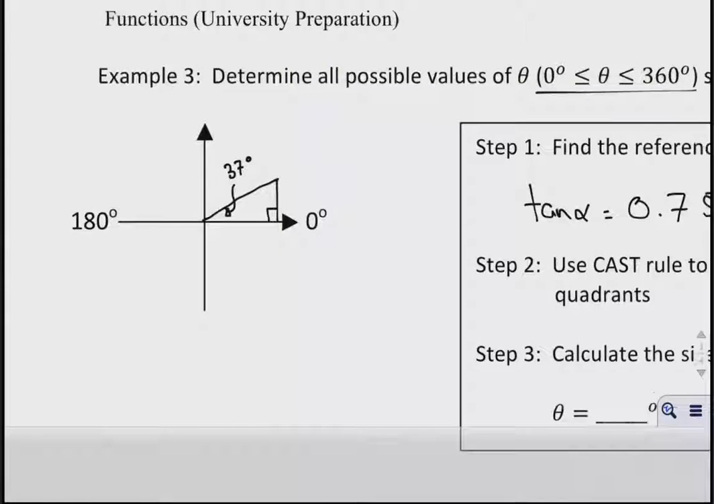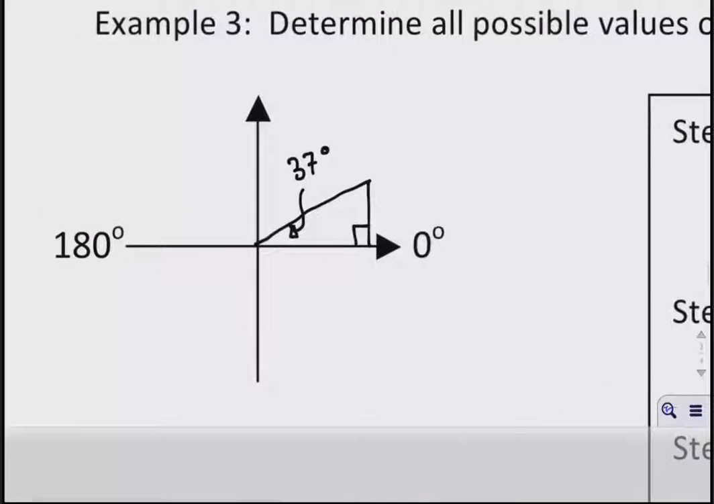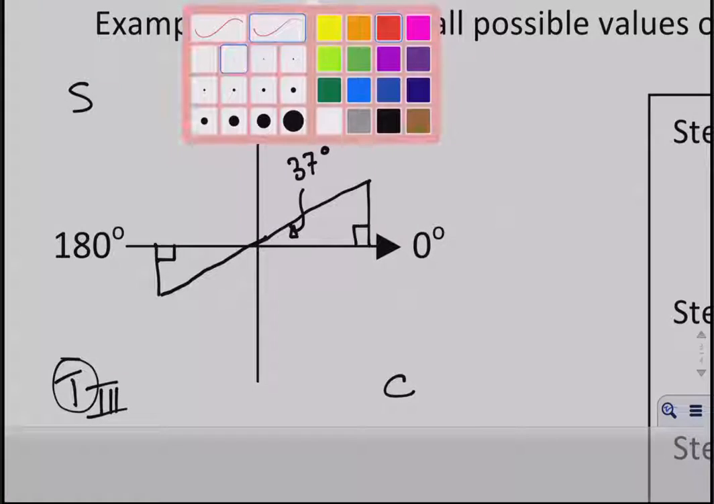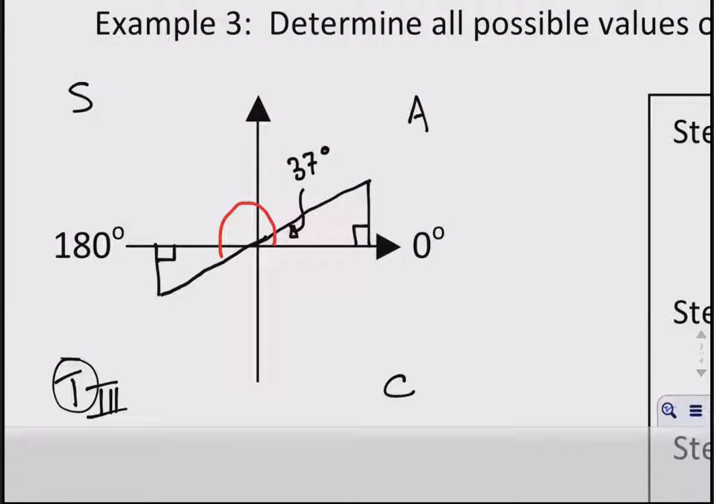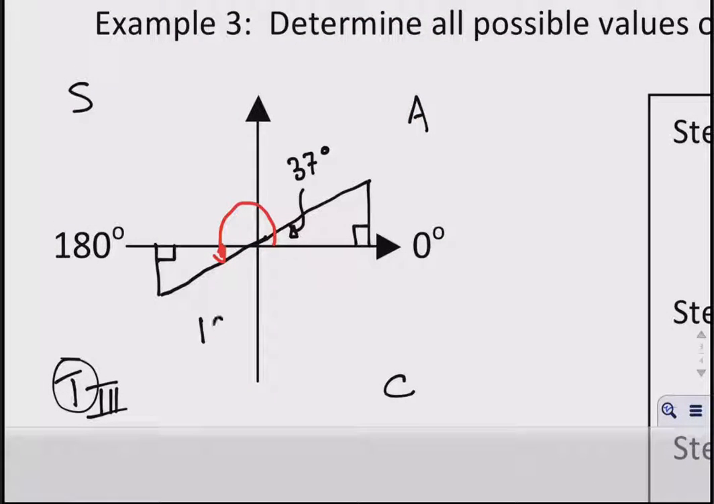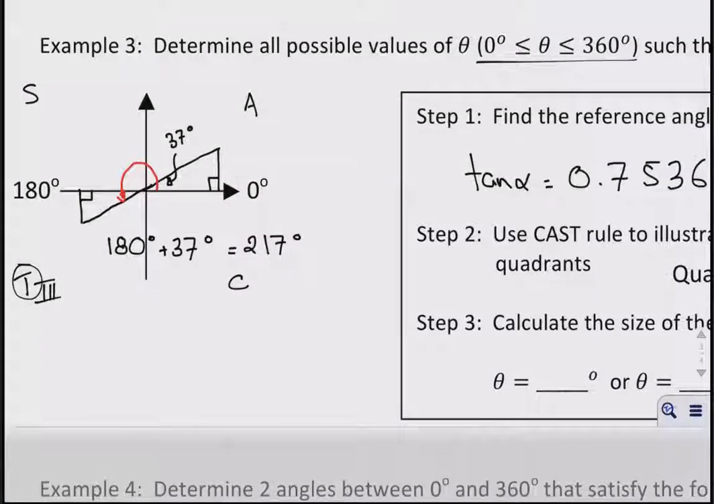Now for my second angle, I have to look at, well, where is tan positive? According to the C.A.S.T rule, tan is positive in quadrant number 3. T stands for tan positive. And the way I write that, well, 37 is my reference angle. I draw that relative to the x-axis, and I'm measuring that angle relative to 0 degrees. And there we go. How do I get that value now? Well, I do 180, that's one straight line, plus the extra 37 degrees, and that yields 217 degrees. And that's my second angle.